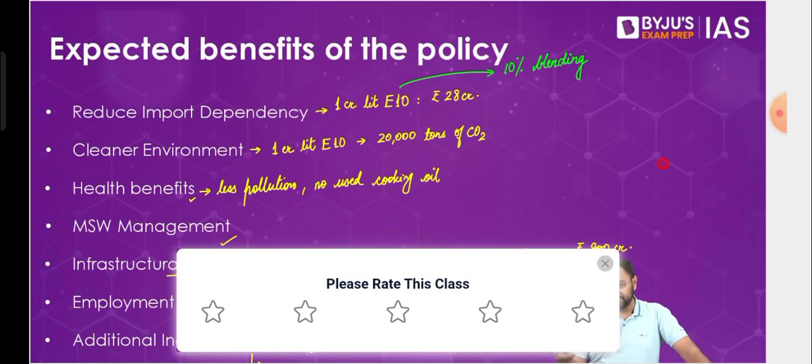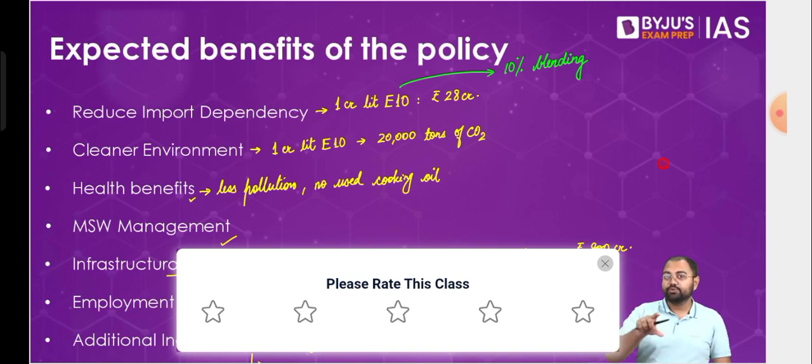You'll see that in some cities almost 10%, that is E10 fuel, is being used. Some cities use E20, some E8, etc. So we already are using blending. We are just increasing that blending up to 20%.